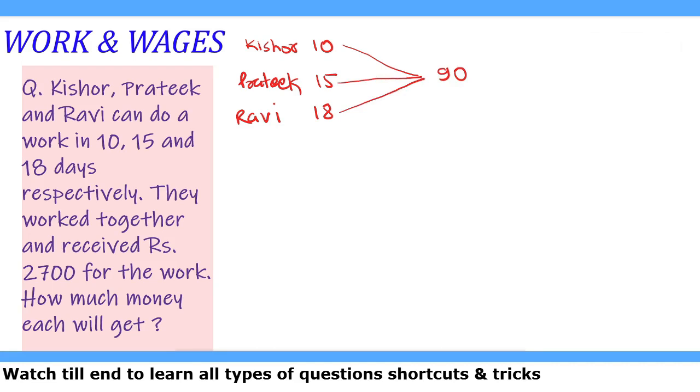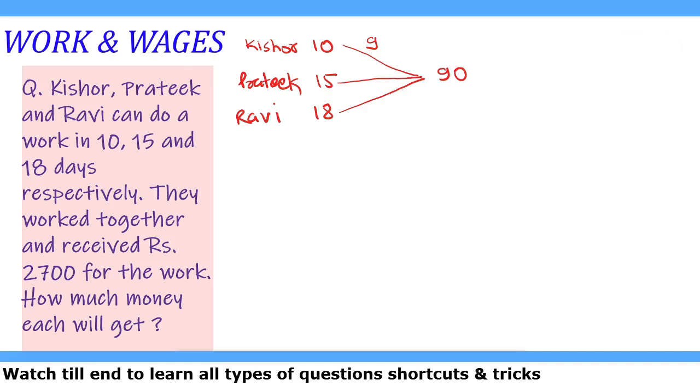So the one work is divided into 90 parts and Kishore can do those 90 parts in 10 days, Pratik can do them in 15 days and Ravi can do them in 18 days. So one day work of Kishore is 90 divided by 10, which is 9 parts.